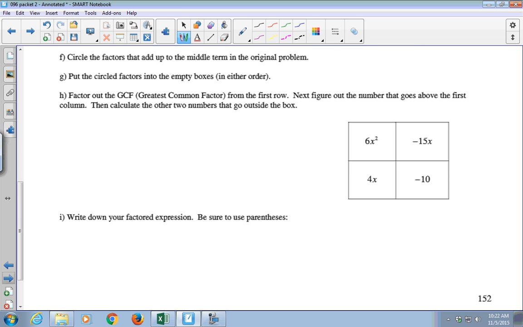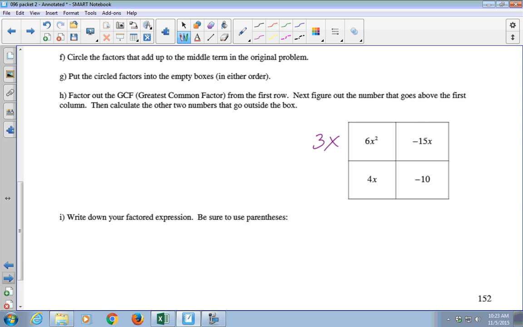All right, so I just have redrawn the box down here. Okay. Factor out the greatest common factor from the first row. So this part we just reviewed, but we're going to go through the whole thing anyway. Common factors between 6x squared and negative 15x. 3, and how about letters? Should I take any letters out? X. They each have at least one x. So I'm going to take out a 3x.